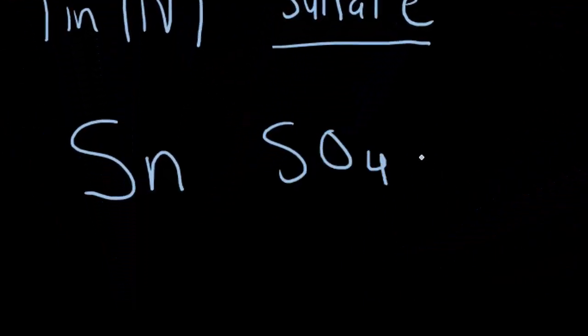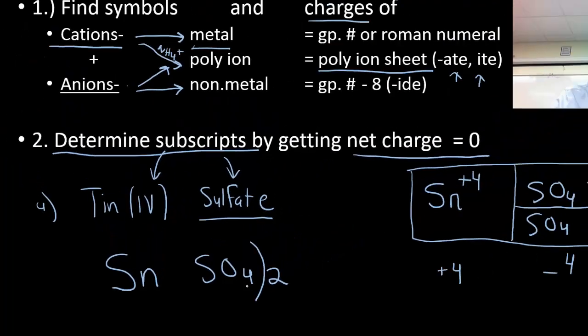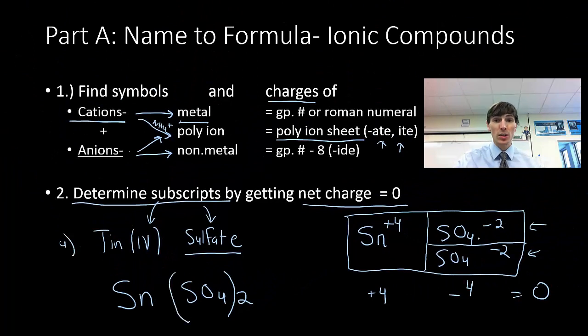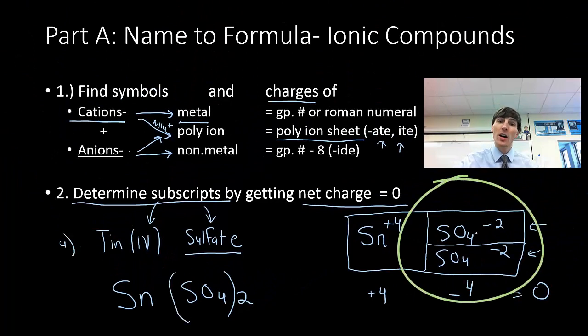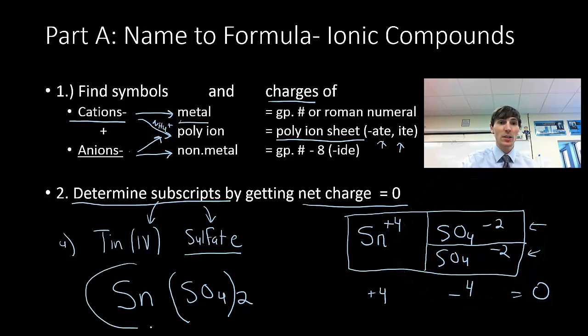SO4, but I can't just put a 2 here because there's not 42 oxygen bonded to the S. I have 2 of those whole chunks, those whole pieces. I have 2 different polyatomic ions attached together. So my final answer is going to be Sn(SO4)2. This is my formula for tin(IV) sulfate.